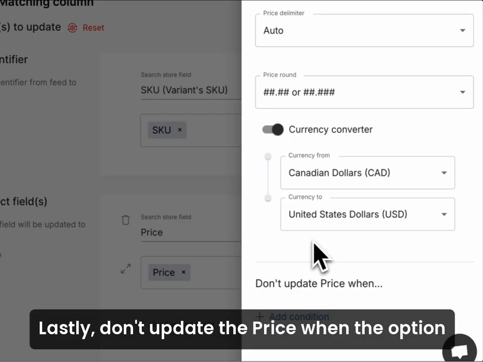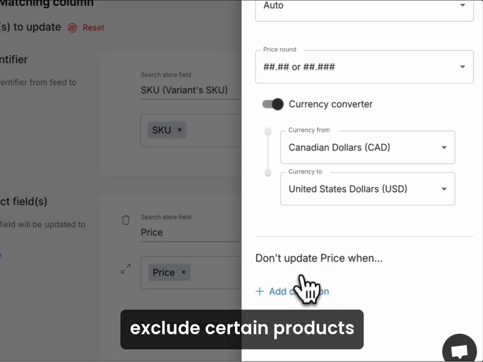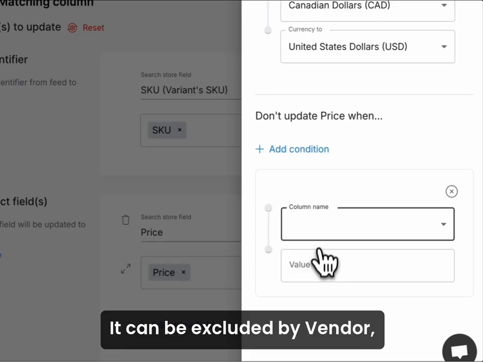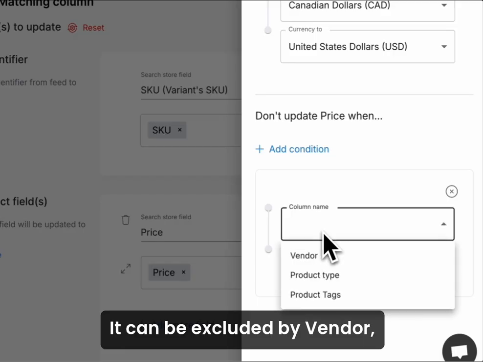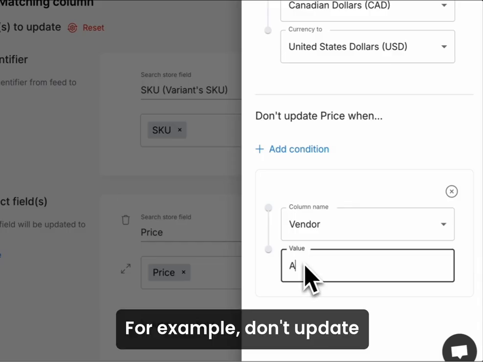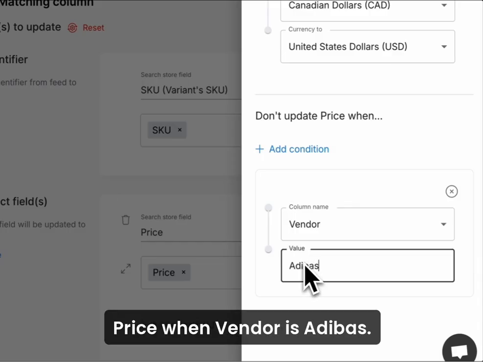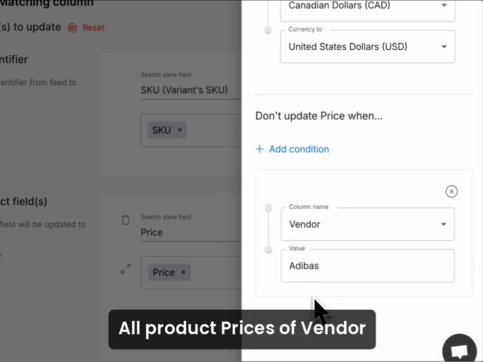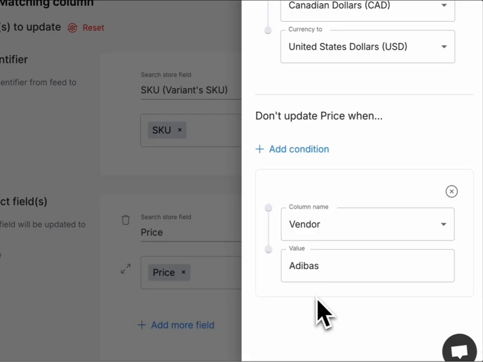Lastly, the don't update the price when option excludes certain products from updating the price. It can be excluded by vendor, product type, and product tags. For example, don't update price when vendor is Adabas. All product prices of vendor Adabas will not be updated.